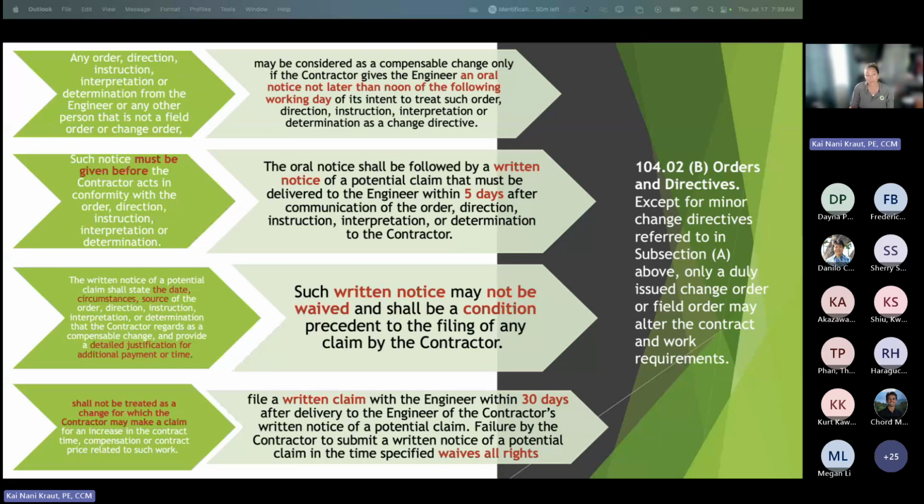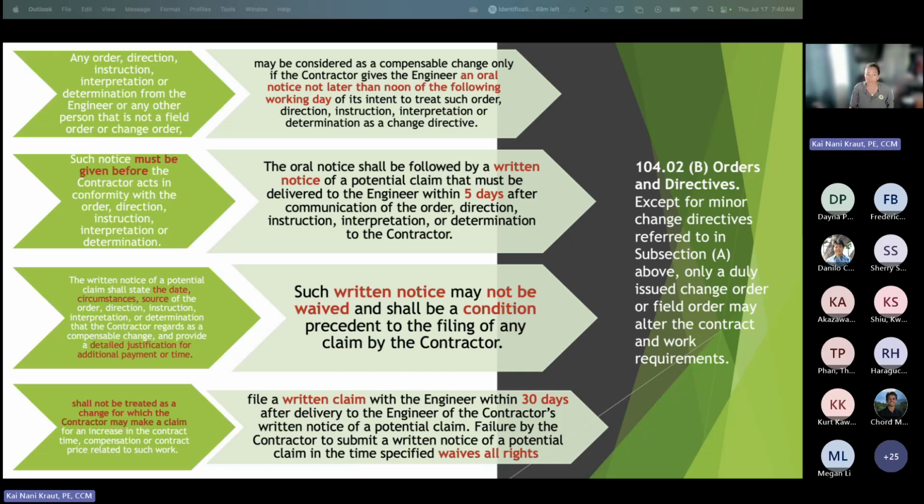The oral notice shall be followed by written notice of potential claim that must be delivered to the engineer within 5 days after communication of the order, direction, instruction, interpretation, or determination to the contractor. So now we have oral notice by noon, before the work is done, and within 5 days you must have a written notification. Now, what does the written notification have to have? Not optional, have to have.